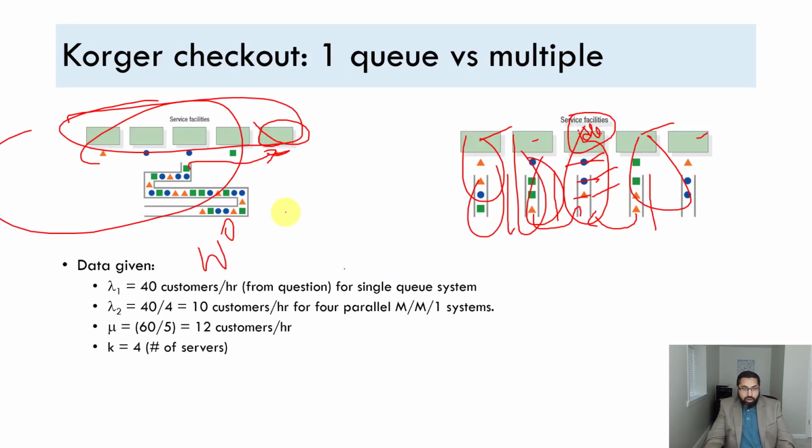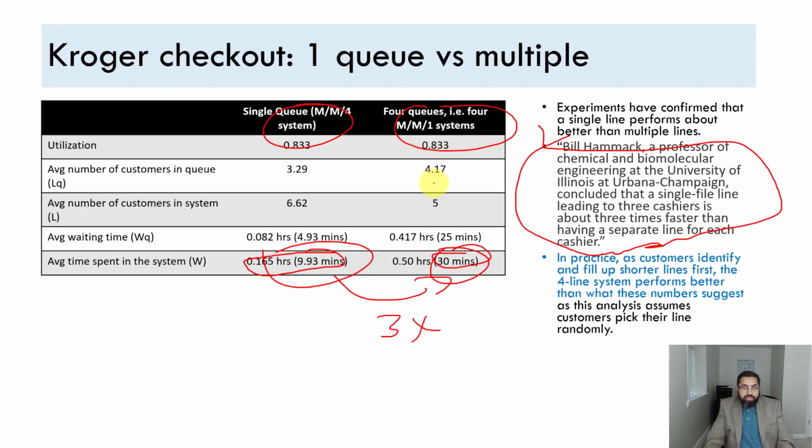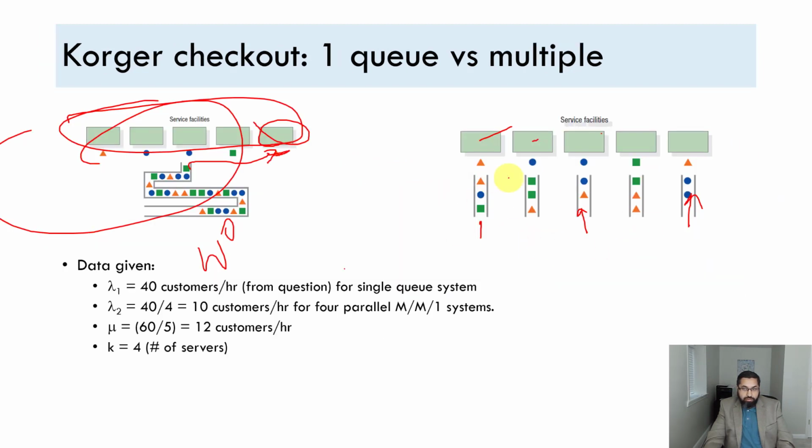So when somebody arrives here, in real life, mostly when people arrive, they're going to pick the shorter queues. They're not going to go stand here because it's a longer queue. This analysis assumes that customers pick a lane randomly.